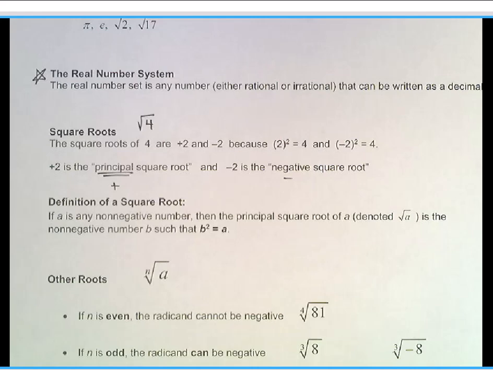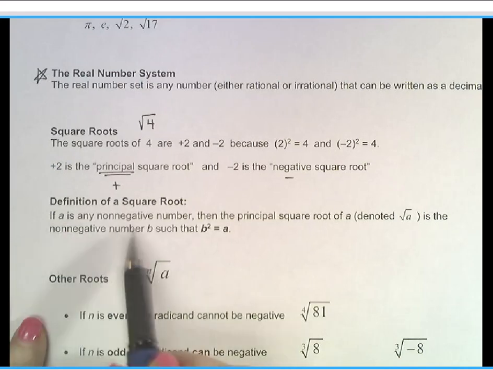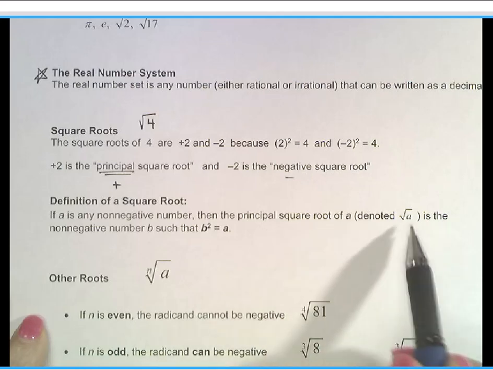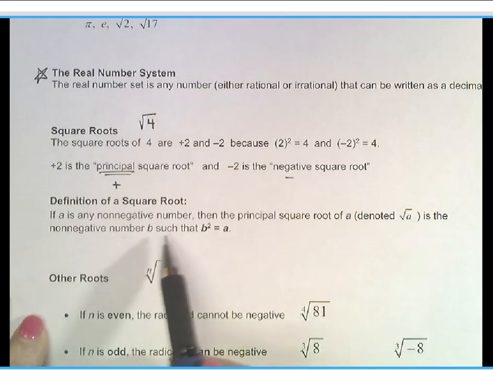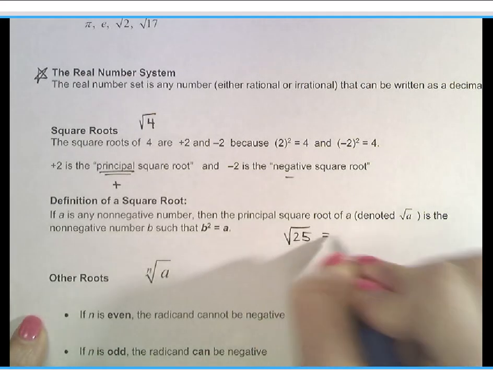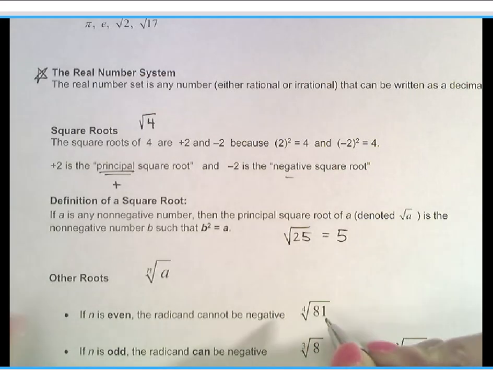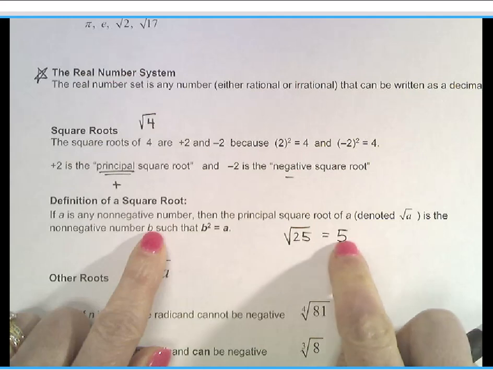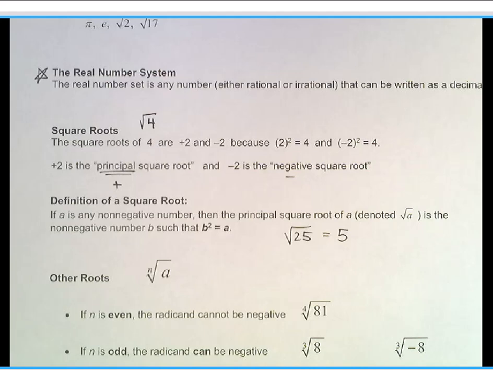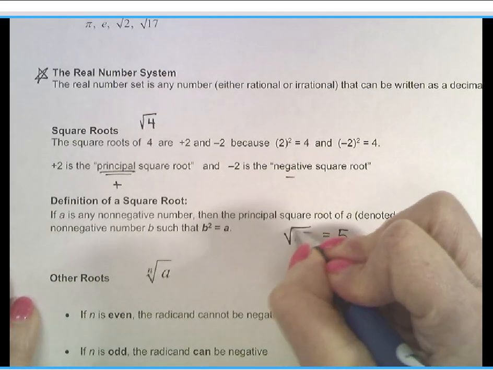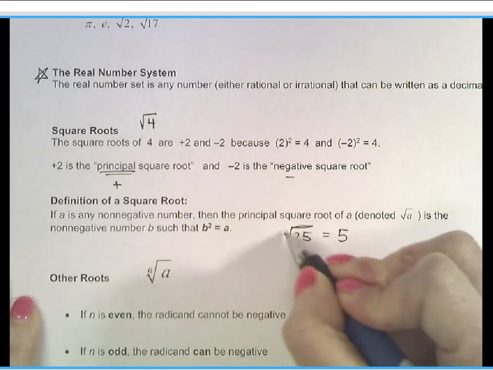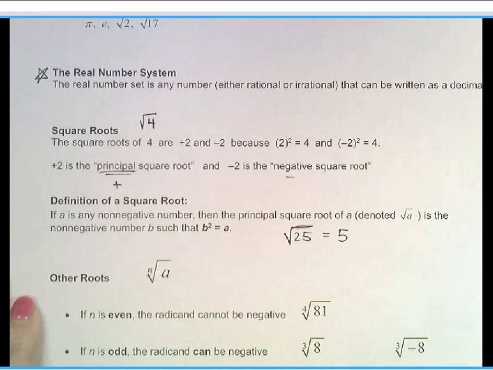So the formal definition of a square root is if a is any non-negative number, then the principal square root of a, denoted square root of a, is the non-negative number b such that b squared equals a. So for example, the square root of 25 would be 5. That's this number b, because if you take 5 and you square it, you get 25. That's what this is saying. So the principal square root is just the positive one. Notice when we write a square root, we don't write a number in this little V-shaped divot here. If you don't write anything, it's implied that it's a 2. So that would be a square root.